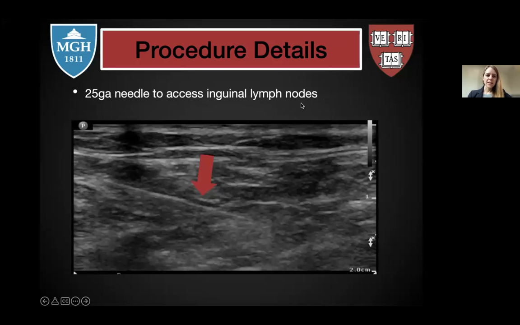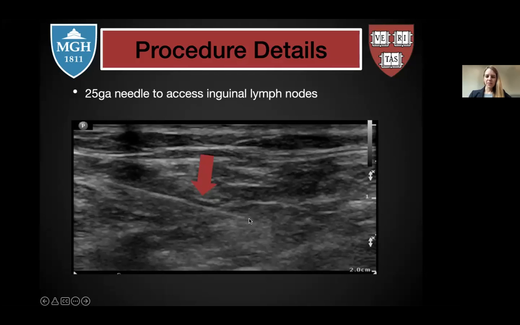Going into the technique a bit, under ultrasound guidance, we placed small needles, 25 gauge needles, into inguinal lymph nodes, one on each side. And so you can see on the ultrasound here, the needle accessing this lymph node.